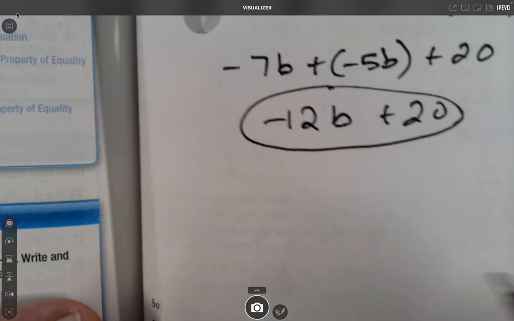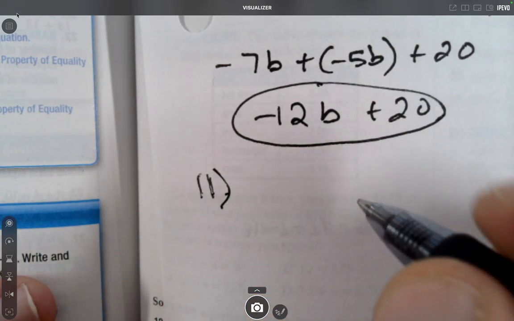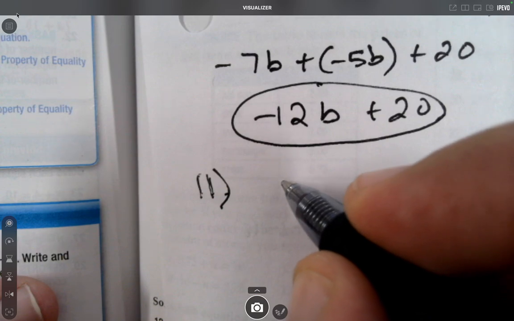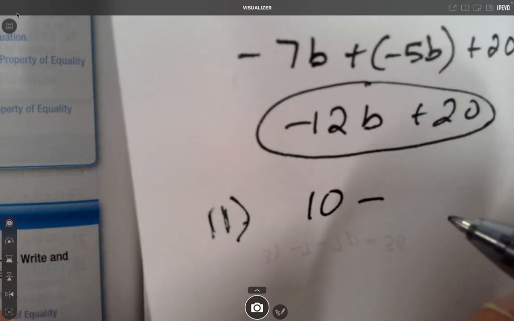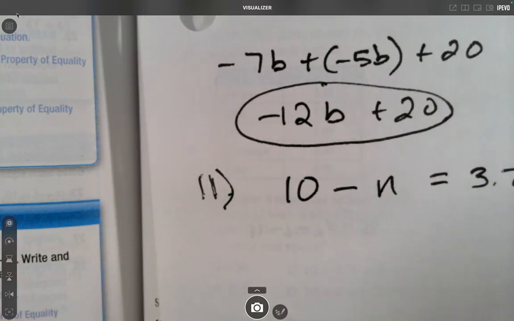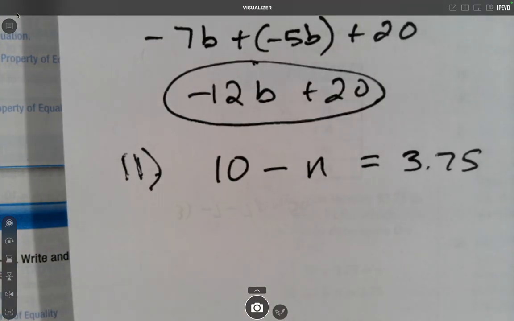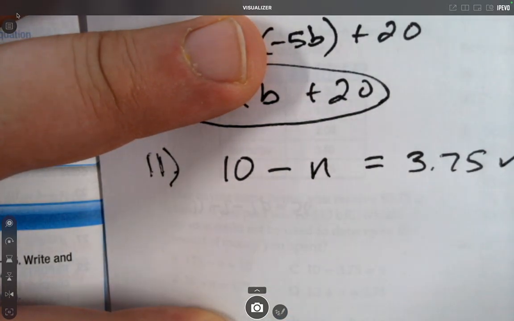So let's think about this. Number 11. So you gave them $10. They took away from that the amount of money you spent, which they called n. And the result was that you got your change of $3.75. So that's one way to write the equation. So for the $10 we gave them, minus the amount of money we spent, n, equals our change, which is $3.75.